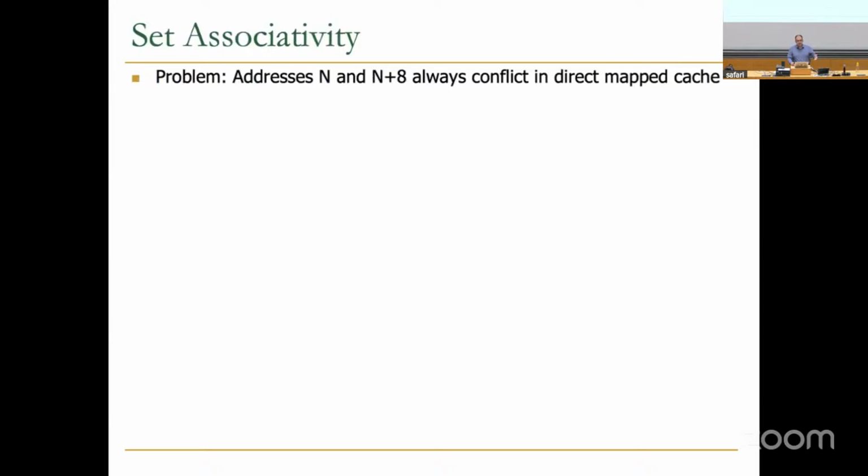Okay, so how can we fix the problem? Essentially, we will allow more freedom. We say that I don't have to map my block to only one place. Hopefully, I should be able to map it to at least 2 places, for example. That's the idea that we're going to use, which we call set-associativity.